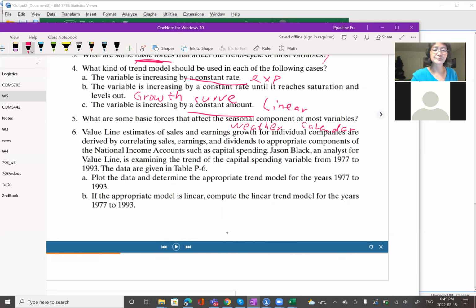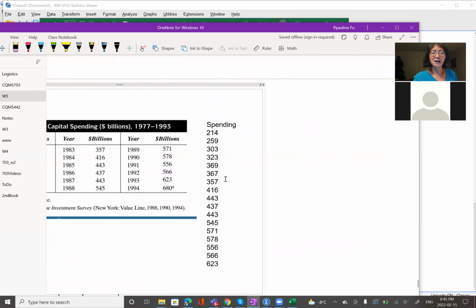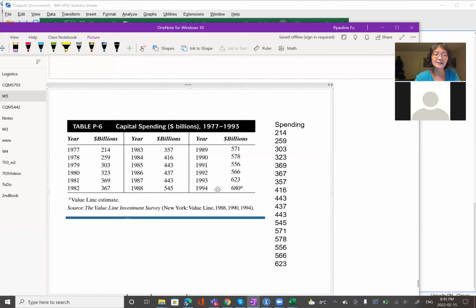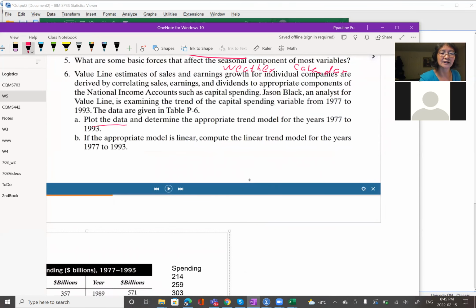Question 6, we need data. Okay. In the PowerPoint slide I posted on D2L, you can just copy this data. So you see it is PowerPoint. You select this data, copy, and then paste into your Excel. Okay. So what are we going to do with this data? It is capital spending. Question A, plot the data and determine the appropriate trend model.